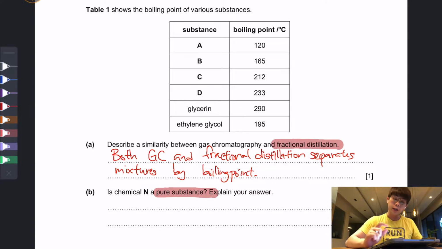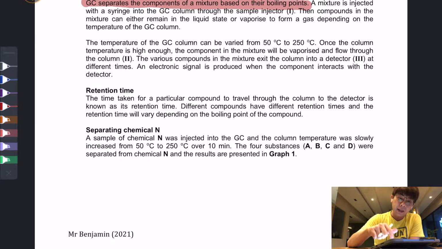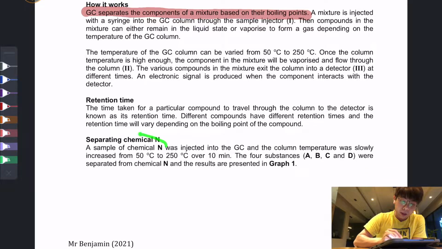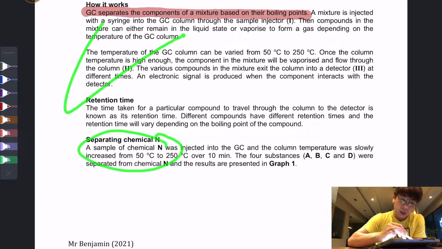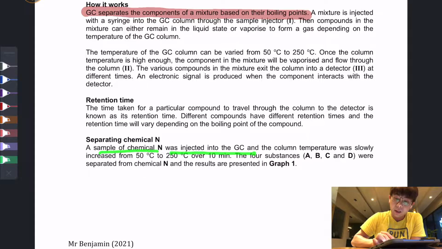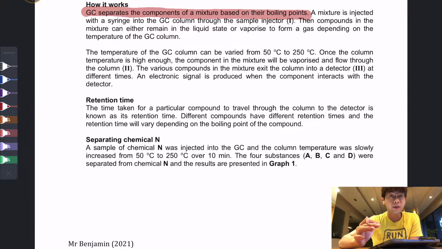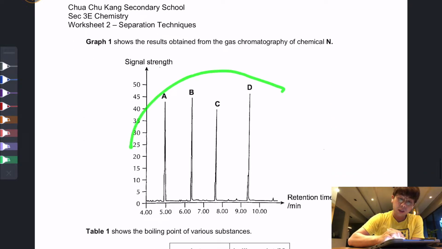Now, next one, is chemical N a pure substance? Explain your answer. So let's look at where N is. The first time N is mentioned, you realize it's over here. All of this over here, I don't need to read yet. So I zoom in. Oh, N is here. A sample of N was injected, column temperature increased over 10 minutes, and then 4 substances were separated from N. That means that chemical N is not only chemical N. There's actually 4 things over here.